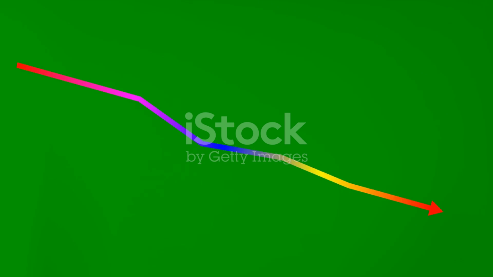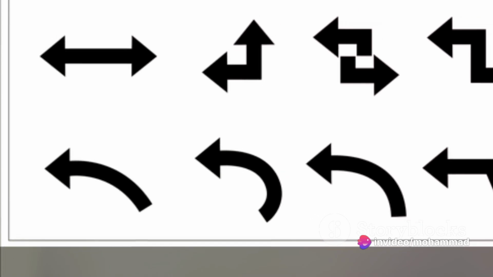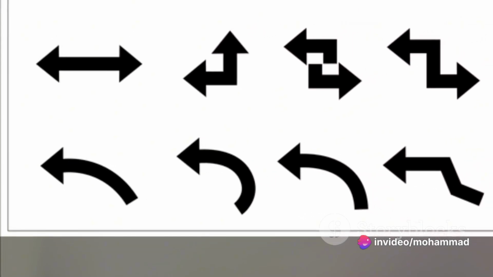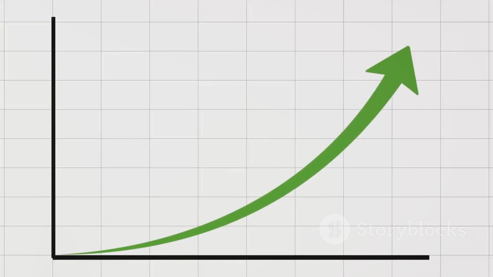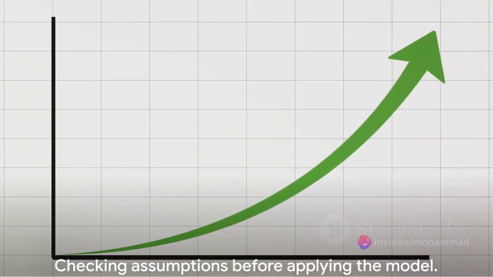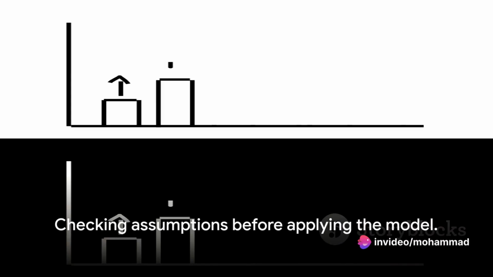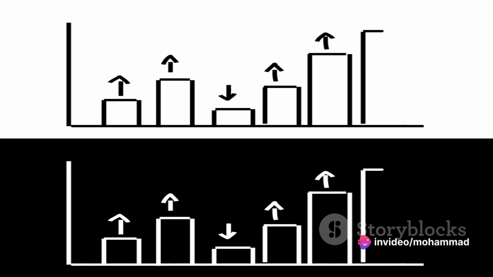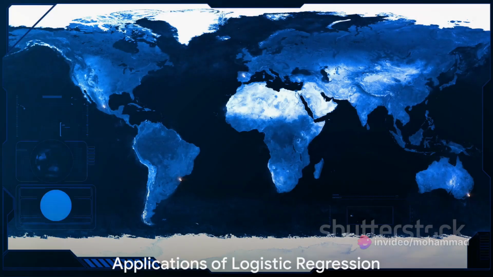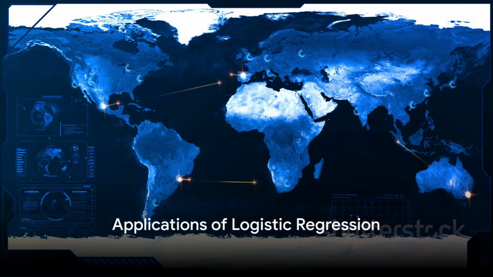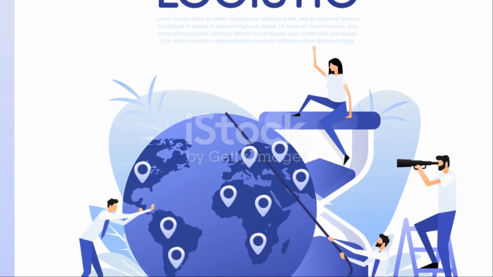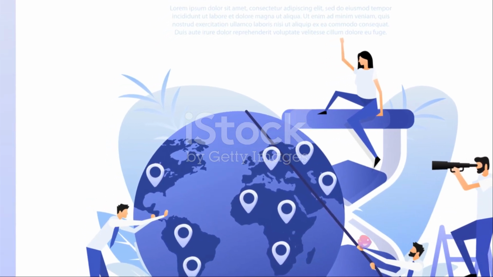The assumptions of logistic regression are that the independent variables are not highly correlated with each other. This condition, known as multicollinearity, can inflate the standard errors of the coefficients and make the estimates very sensitive to minor changes in the model. Also, logistic regression assumes that the relation between the logit of the response variable and the predictors is linear. This assumption, like all other assumptions in statistics, needs to be checked before applying the model.